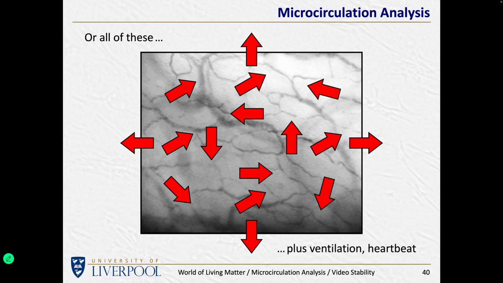And then on top of that, the patient might be on a ventilator, and there will be a heartbeat changing the speed at which blood flows through the capillary. So with all of these problems, it is clearly a major task to figure out how to get a computer to figure out what an expert can do in a few minutes.